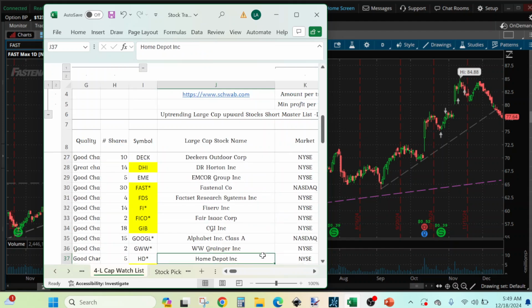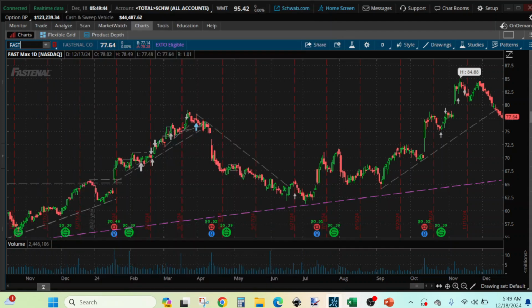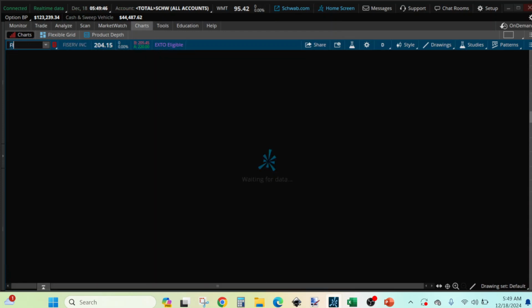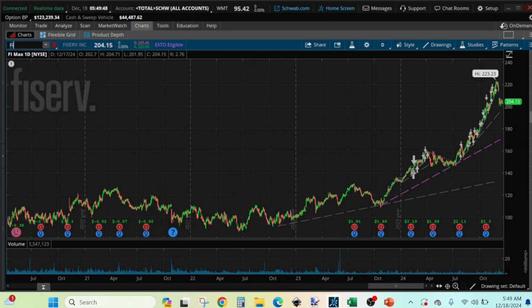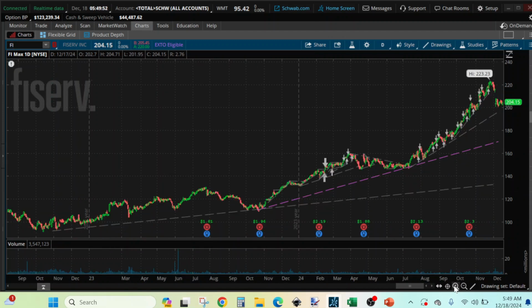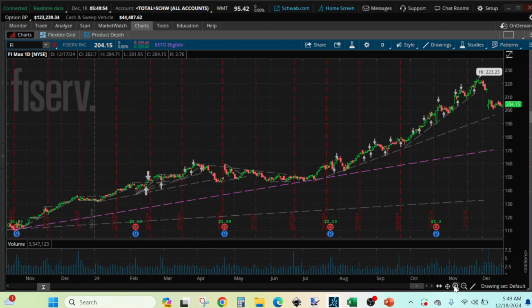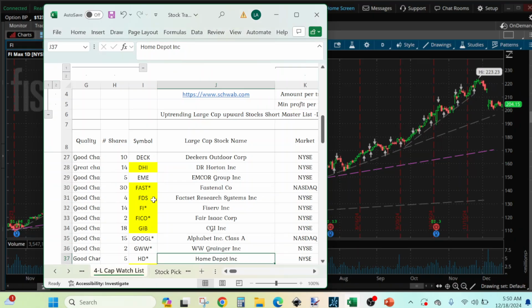So the next one is FI. FI we bought it as well. The ones in yellow highlights are the ones we already have in the portfolio. So the ones that are not highlighted are the ones available for us to purchase if they are well positioned. We like to buy it on this line. But again, we already have some already purchased.